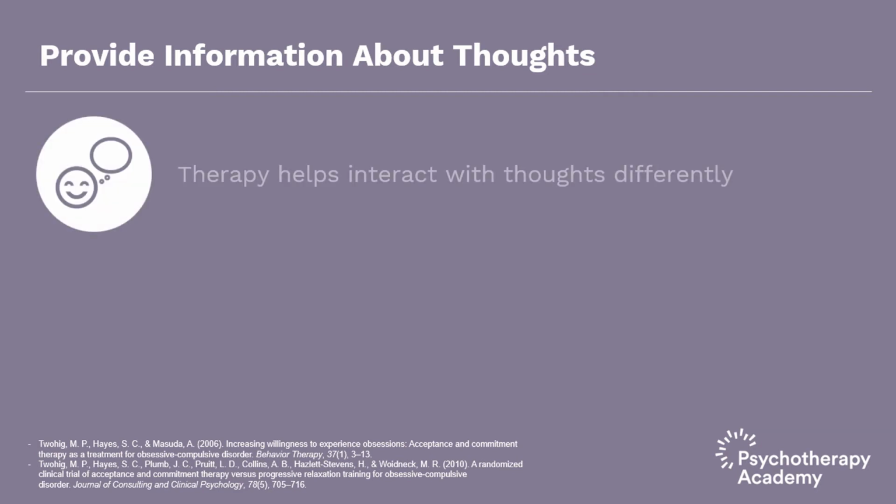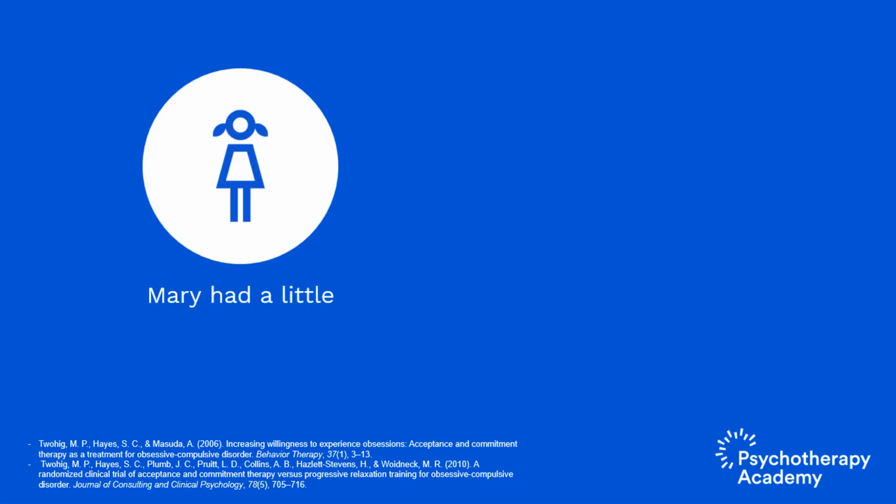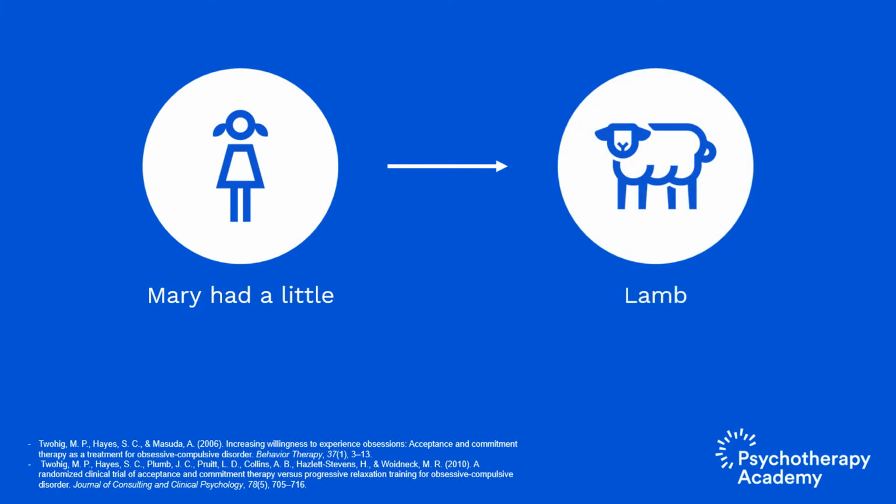Then I really shift into talking about the normality and the automaticity of our thoughts. I hit this pretty hard at the beginning, and this really touches on the diffusion concept in ACT. And how I approach this with them is I say things like, I want you to notice what happens in your mind. If I were to say, Mary had a little, what happened? Most people say lamb, if they are familiar with that.